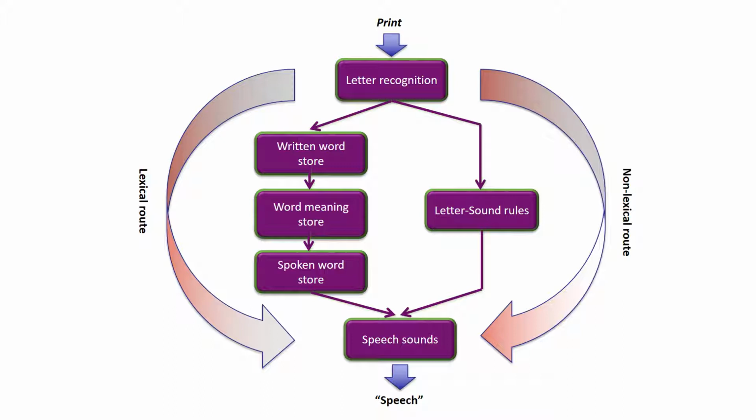Now looking at this lexical route, again, we see the words, we recognize the letters, but this time it's less about the sounds that the words or the letters are making, and it's more about the meaning. So the first thing here we have is the written word store. That's a memory or a representation in our mind of what that word looks like on a page. From there we progress to the word meaning store. That's the store of information, not just what that word looks like on the page, but what does that word mean? And then the third one, spoken word store, is how does that word sound when we say it? We follow through with these things. This leads to the speech sounds and then ultimately speech.